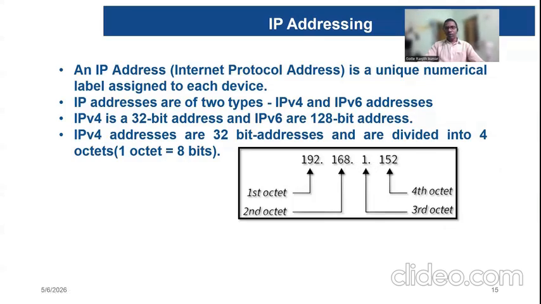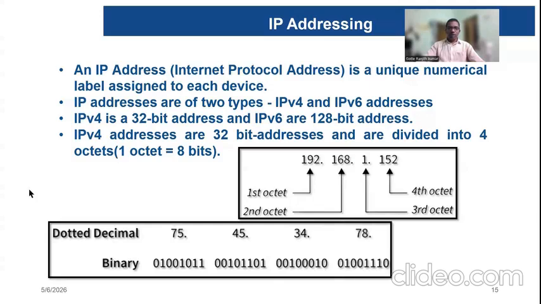Whenever we are writing an IP address, it can be written in decimal numbers or in binary numbers. Decimal numbers are convenient for us, but whenever it is submitted to the network internally, digital devices use binary representation only.